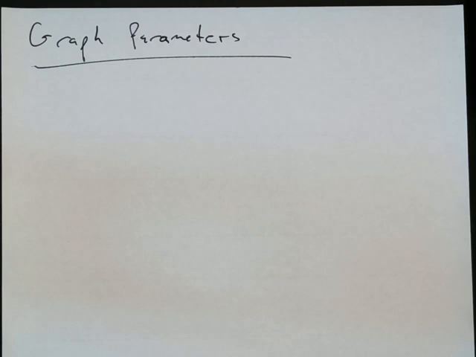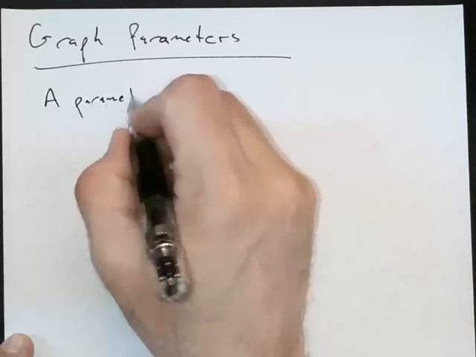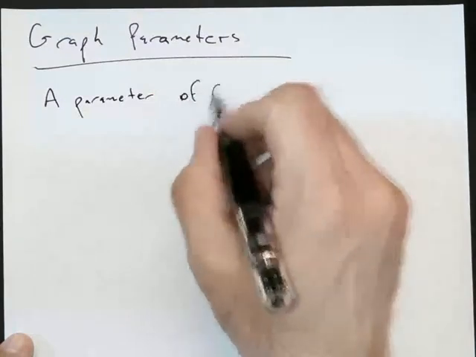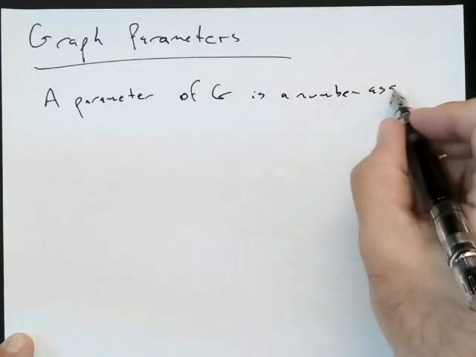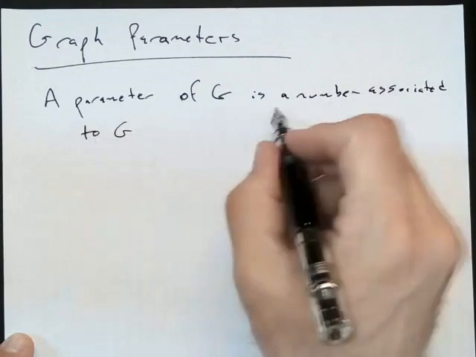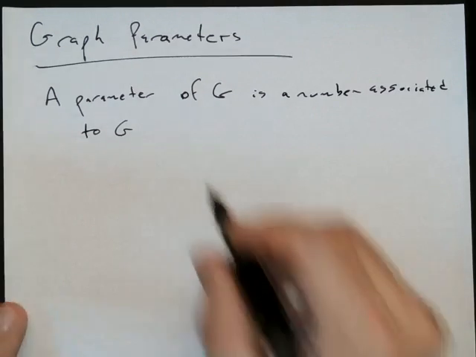A parameter on a graph is a number related to a graph. Now, we already have two of these that we've used repeatedly: order, size.